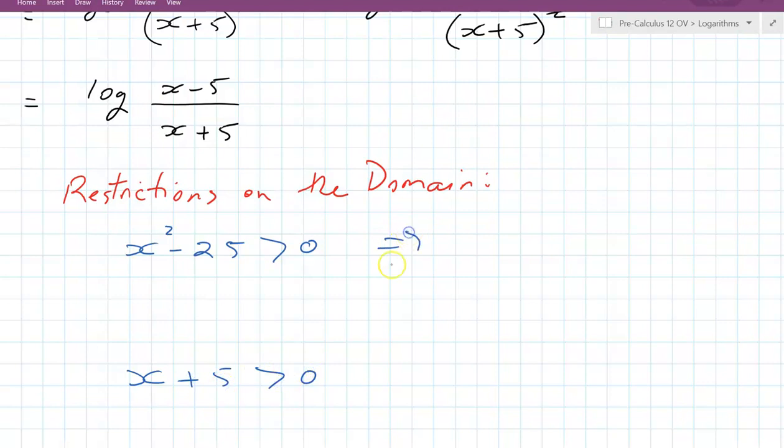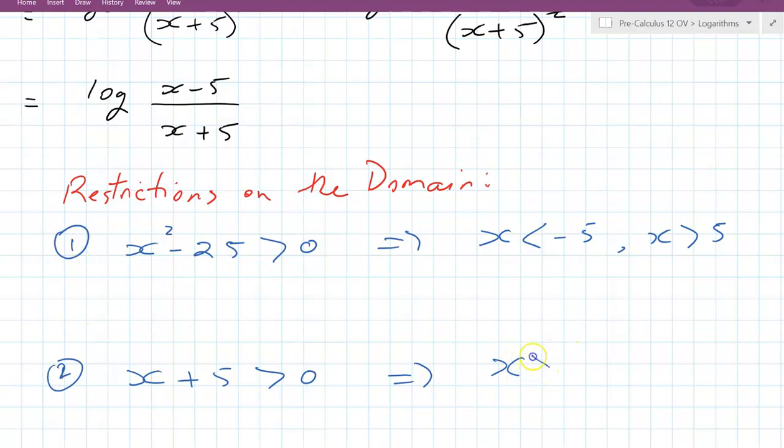So for each of these inequalities, we need to go ahead and solve. In this case, you have to remember your polynomial inequality. Because it's greater than 0, the x values will be x less than -5 and x greater than 5. So that's the only one that will work for this. And then for the second inequality, this is number 2, that's number 1, you have x has to be greater than -5. Okay, and then between the two, which one includes everything else?